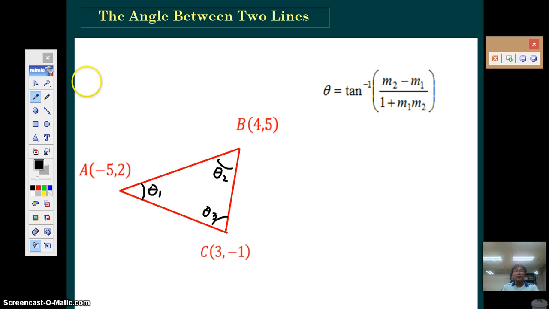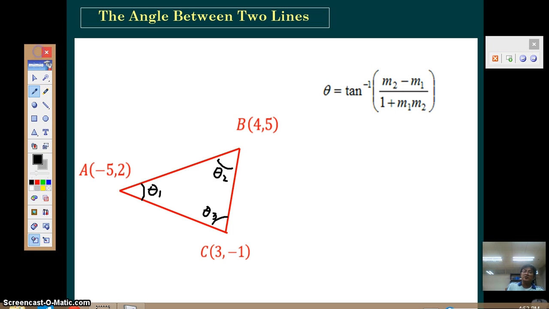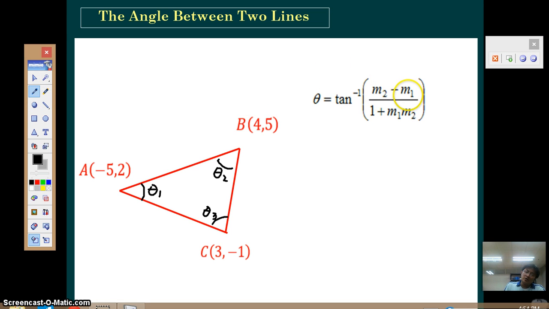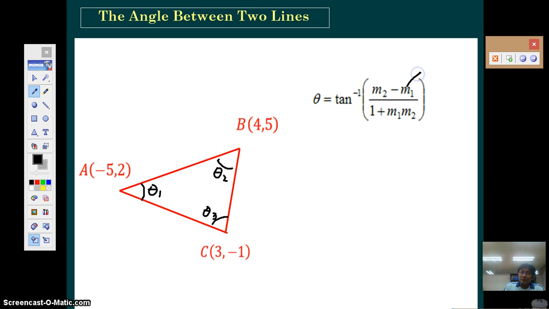Now, the formula that I use to get the angle between the two lines is this formula: tan inverse of (m2 minus m1) over (1 plus m1 m2). Very important in the formula is the numerator. Which slope should be subtracted from which? The slope m1 should be of the initial side, and m2 should be the slope of the terminal side.